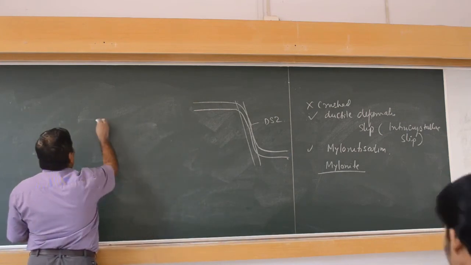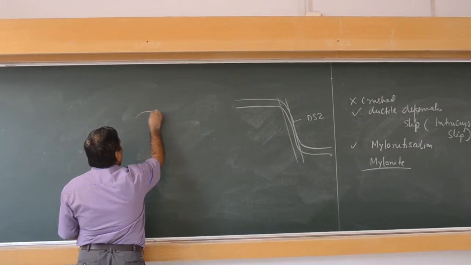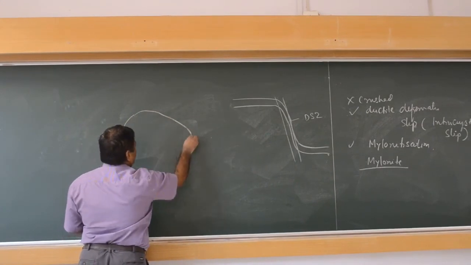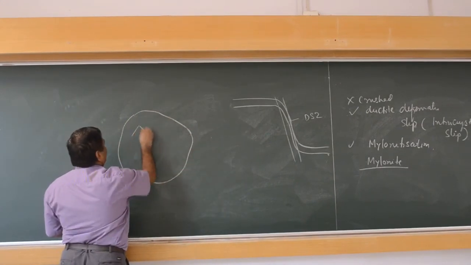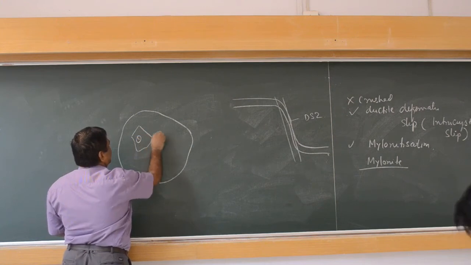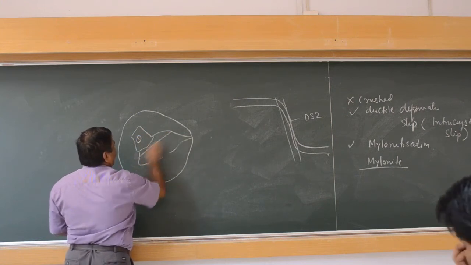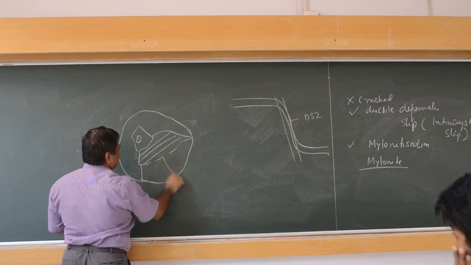So in the case of a mylonite, suppose we take a rock having quartz and feldspar. Suppose you have quartz and you have feldspar. So let us take this as the parent material.